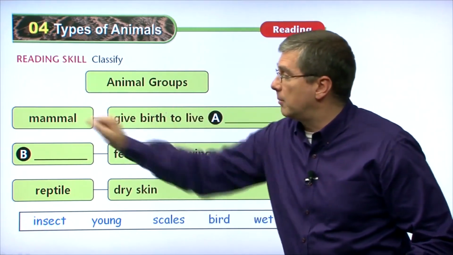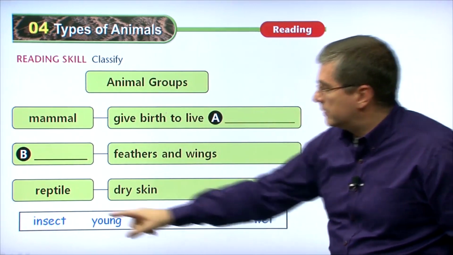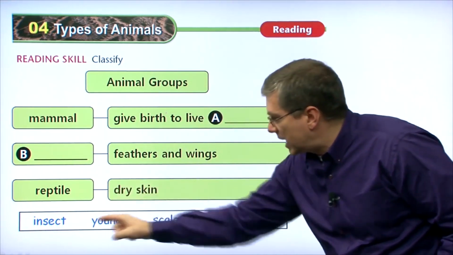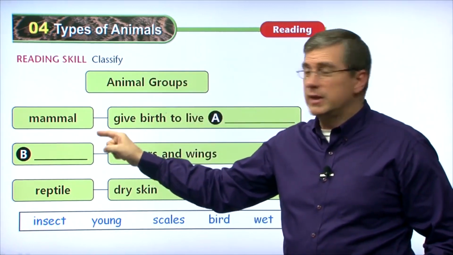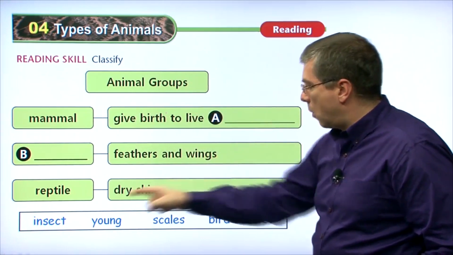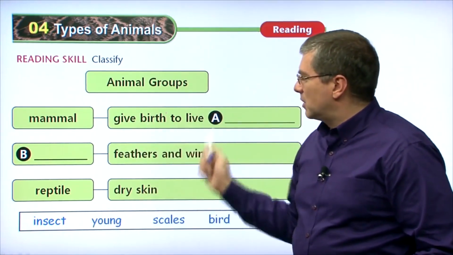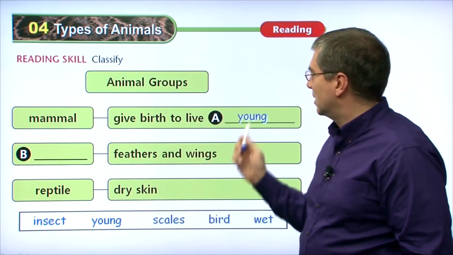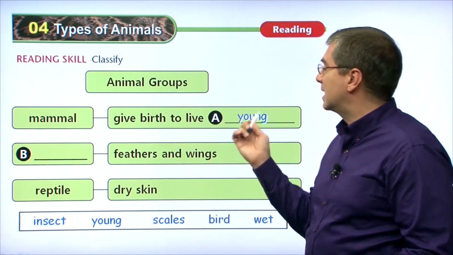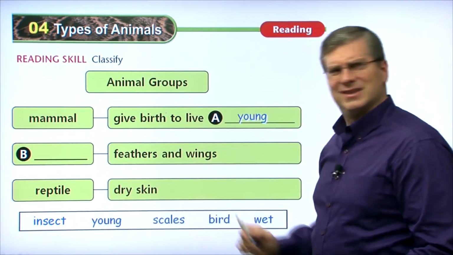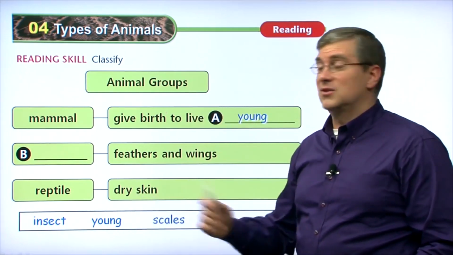Okay? So first, we have mammal. Mammals give birth to live, beep. Okay, so we need A, and these are words that we need to choose from. Insect, young, scales, bird, wet. So what is the characteristic about mammals? Mammals give birth to live what? Insects? That would be crazy. Okay, mammals give birth to live young. I'm sure that's what we learned about mammals, right? We learned that's one of the characteristics about mammals, that they give birth to live young. Not to insects, not to scales, not to birds, and not to wet. Young is the only one that really fits there, right?